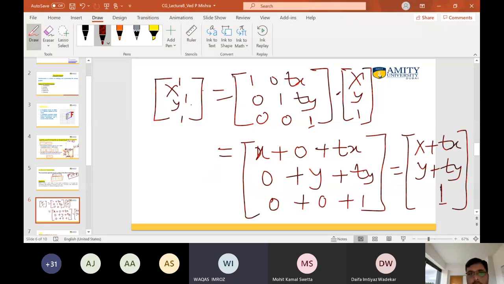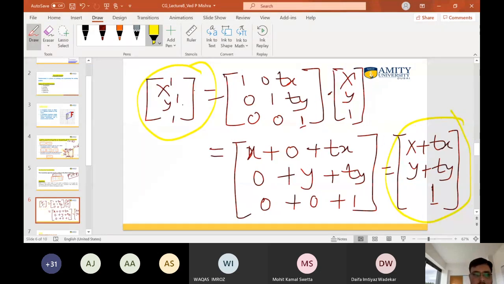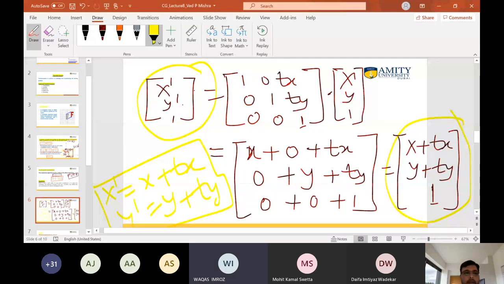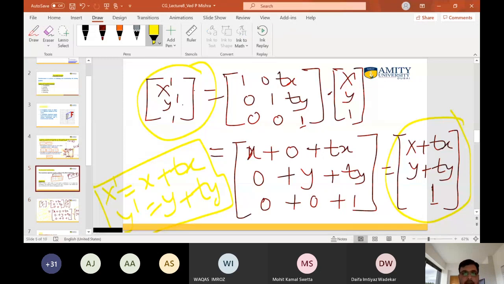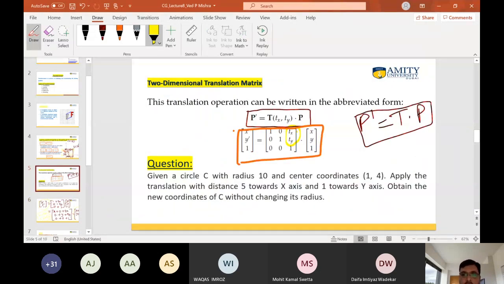And 1. So now you compare this x dash and this. So are you actually getting this or not? x dash equal to x plus tx, the same formula. y dash equal to y plus ty. You are getting the same thing. Yes, the same formula. So that's how we represent this in the form of a matrix as well. Any confusion till here?